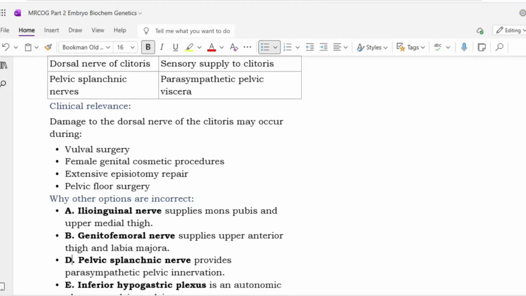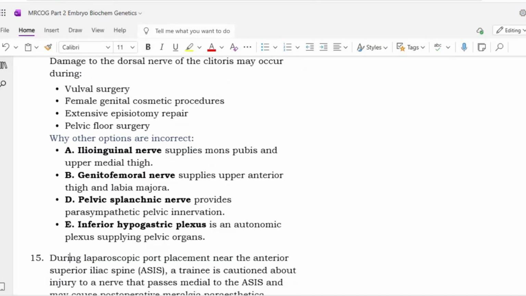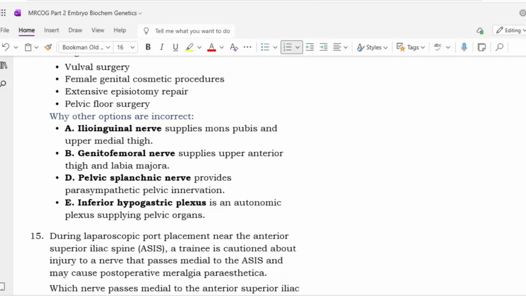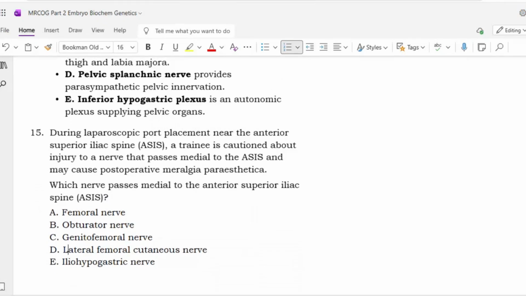So why are the other options incorrect? The ilioinguinal nerve supplies the mons pubis and the upper medial thigh. The genitofemoral nerve supplies the upper anterior thigh and the labia majora. The pelvic splanchnic nerve provides parasympathetic pelvic innervation, and the inferior hypogastric plexus is an autonomic plexus supplying the pelvic organs. Next.